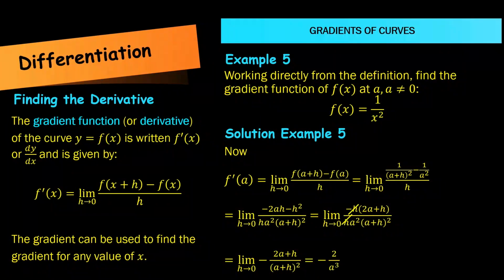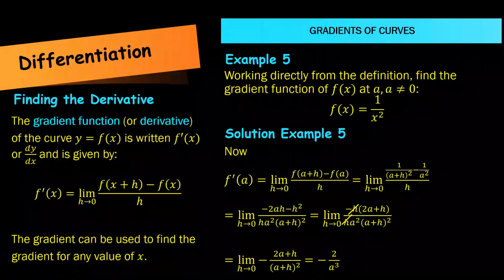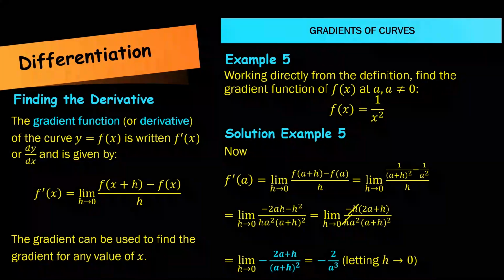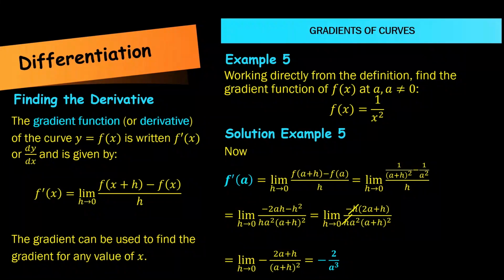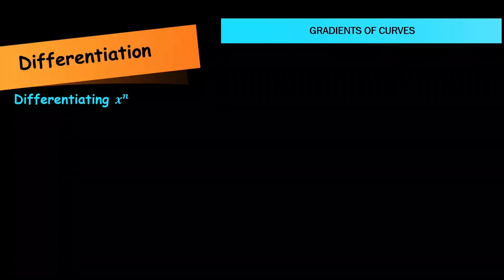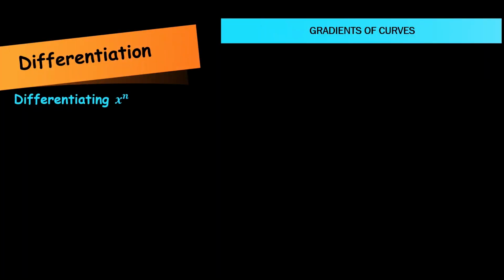And if we let h tend to 0, we obtain minus 2 over a cubed. We are now going to take a look at differentiating x to the power n.